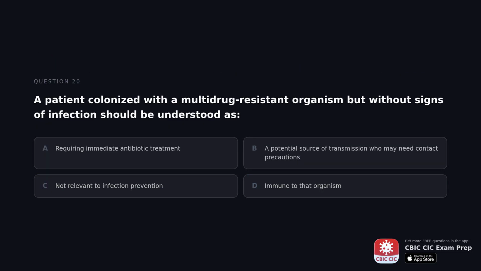A patient colonized with a multidrug-resistant organism, but without signs of infection, should be understood as: A. Requiring immediate antibiotic treatment. B. A potential source of transmission who may need contact precautions. C. Not relevant to infection prevention. D. Immune to that organism.